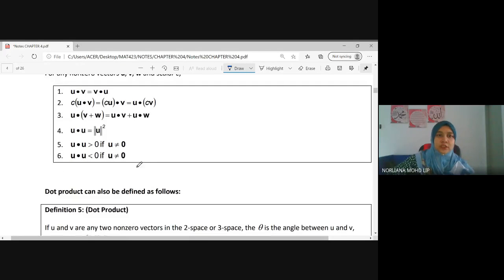It means U dot U in number 5 and number 6 can be either a positive or negative value, if U is not equal to 0 vector.